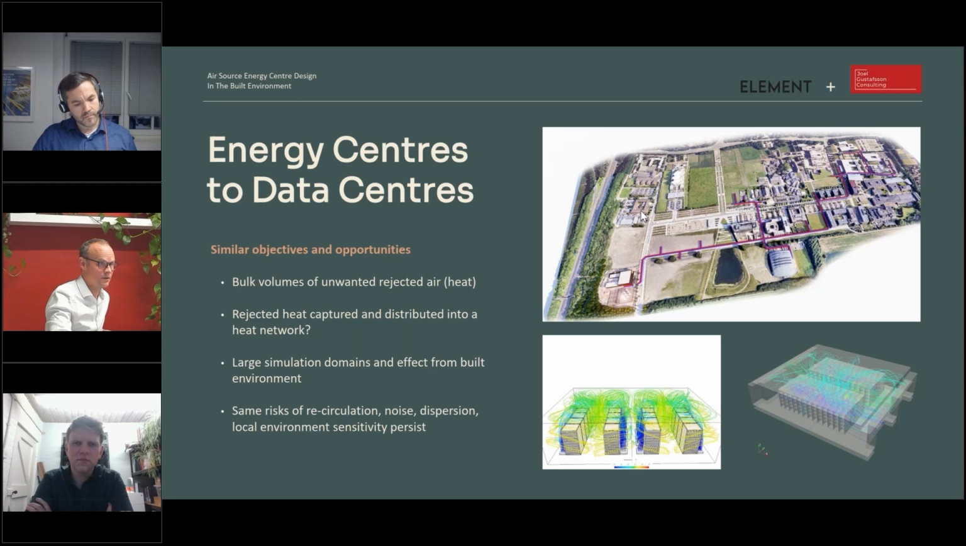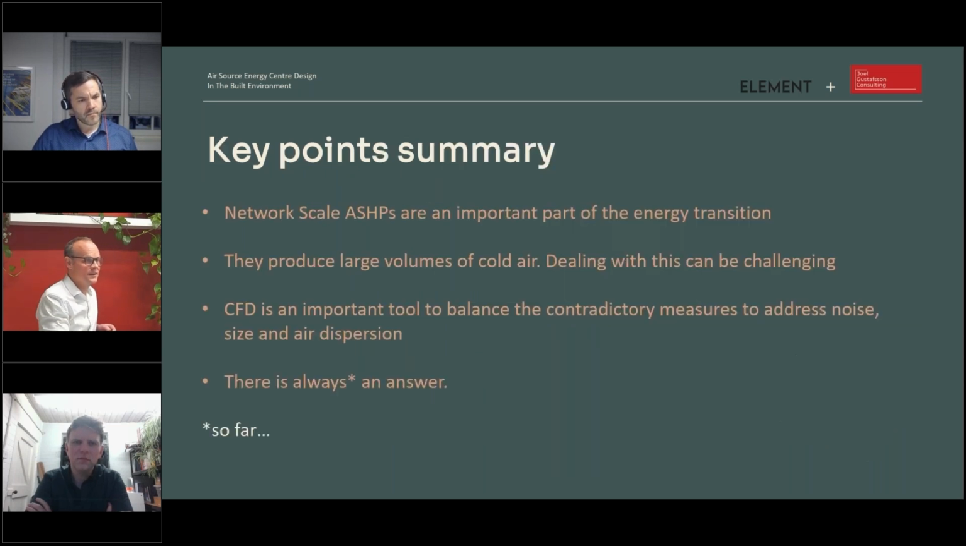to their operation. So the key points of this really is that network scale ASHP pumps are a very important part of the energy transition. I think they're going to increase in their prevalence and their deployment, particularly in dense urban environments. They produce large volumes of cold air, typically about 30 cubic meters a second for every 300 kilowatts. So sort of 100 cubic meters a second for every megawatt, and that can be very challenging to deal with.